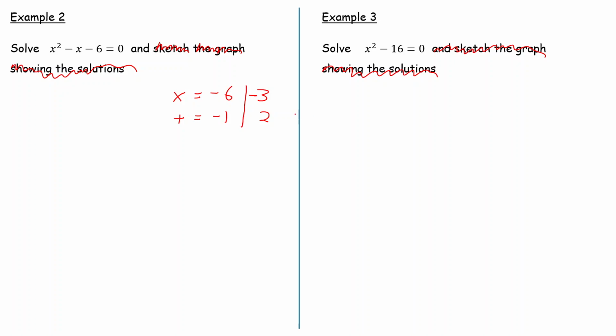So these are my two numbers, which is really important. You've got to get this bit right. If that goes wrong, everything goes wrong. So take some time there. If you need to, write it out and say, is minus 3 times 2 minus 6? Yeah, it is. Good. And is minus 3 add 2 minus 1? Yes, it is. Good.